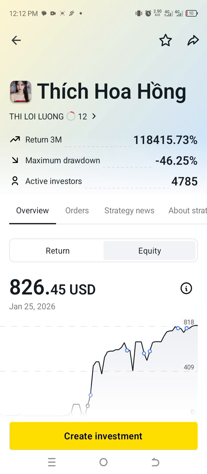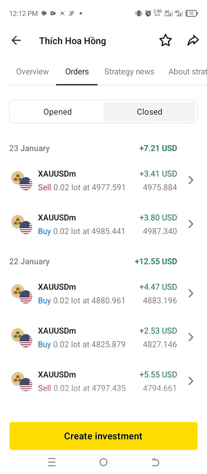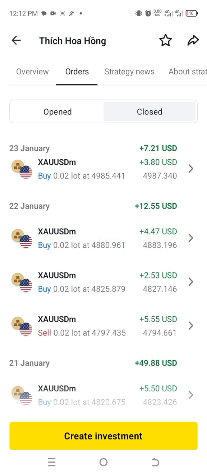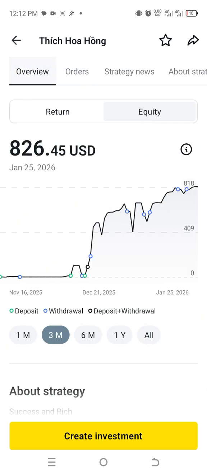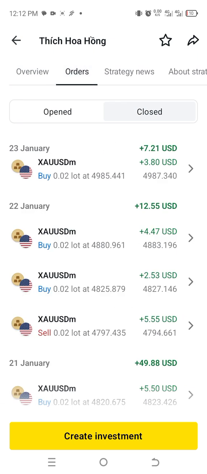Which means if we go on orders here on closed, if they get this $7.21, you also get it. If they get $12.55, you get it. Why? Because your equity is the same. But there are people who put, let's say, 1,000 US dollars on this 800. You start getting more than what he is getting, depending on the percentage that you have exceeded with. So maybe if he has gotten 7.21, yours might be 8, 9, or 10, depending on the percentage that you have exceeded with, right?